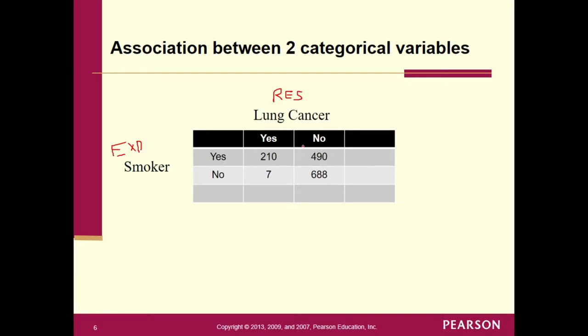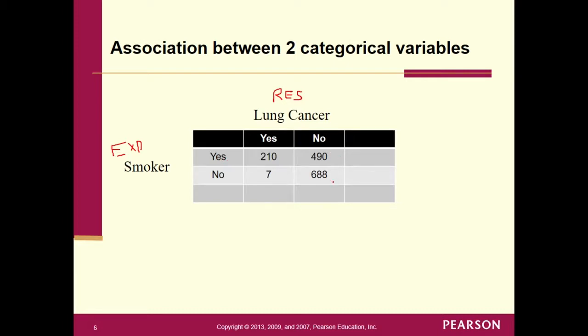Yes, no. Notice we have two categorical variables. Did you develop lung cancer? Are you a heavy smoker? Categorical. And notice the cells here. Each one of these cells is an intersection. And what does that mean? Well, it means that there were 210 people that, yes, developed lung cancer, and yes, smoked habitually throughout their lives.